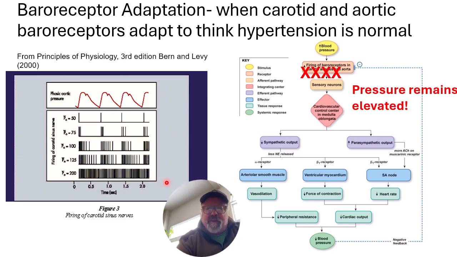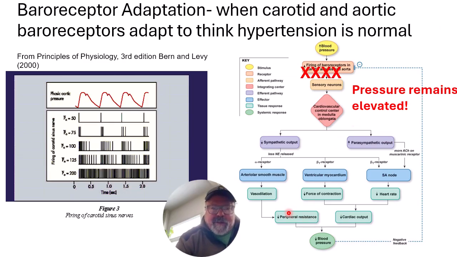So taking this information, what we know happens now is that our baroreceptors, if they go too long with high pressures being the steady state, in other words, if you went for months to years with hypertension, those baroreceptors would actually reset. And in resetting, they would learn to think that those high pressures were normal. And so, obviously, this would have an effect on their ability to feed back and control blood pressure.